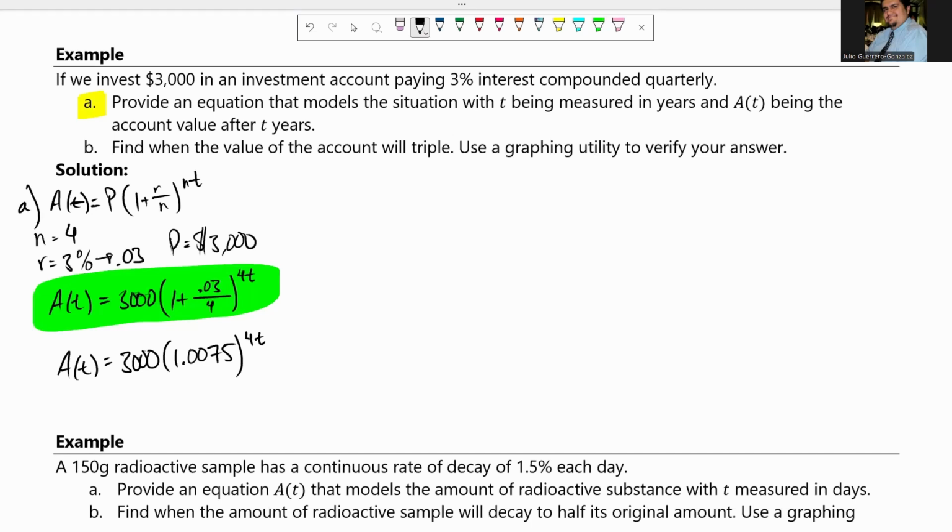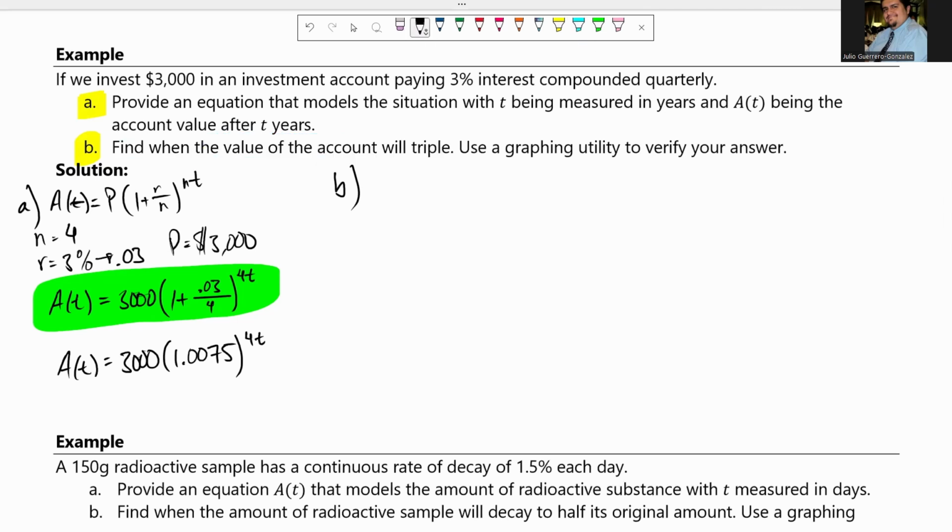We did A. B is asking us to find when the value of the account will triple and use a graphing utility to verify the answer. I'm going to leave the verification for you guys to do on your own, but this is essentially what we did in our first example back in section 4.1, 4.2. But now we're actually going to solve this. This is the new bit. I am actually going to solve out exactly when that value is going to triple.